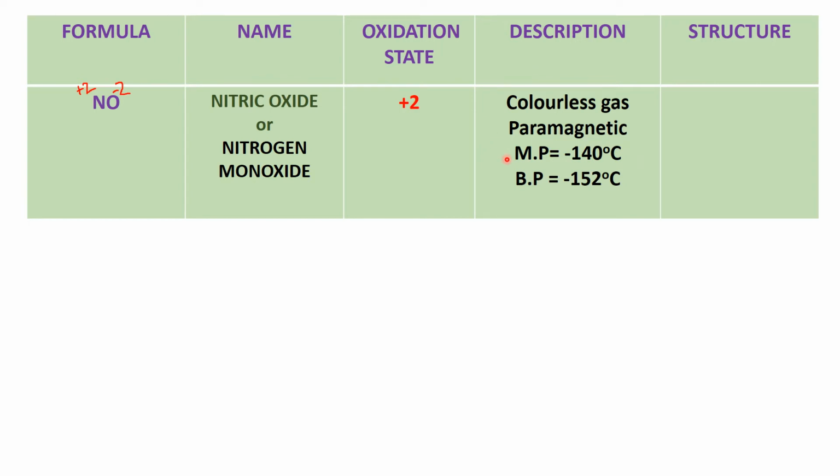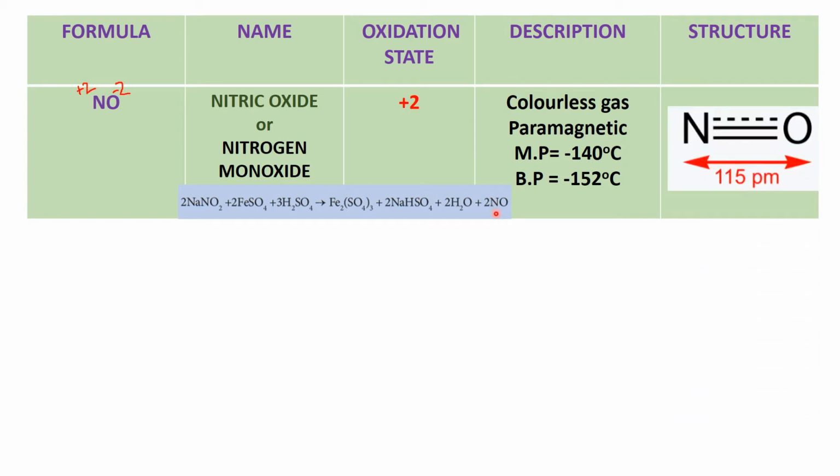It has a melting point of -140 degrees Celsius and a boiling point of about -152 degrees Celsius. Its structure is linear, and it is prepared when sodium nitrite is treated with ferrous sulfate in the presence of sulfuric acid, giving ferric sulfate with sodium bisulfate, water, and nitric oxide. The nitrogen-oxygen bond length is 115 picometer.